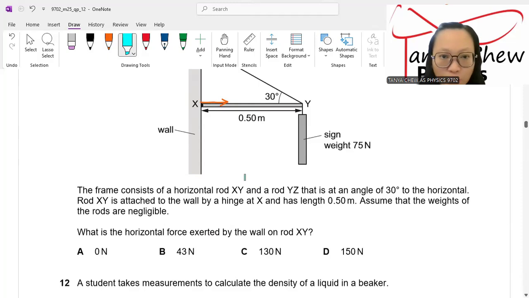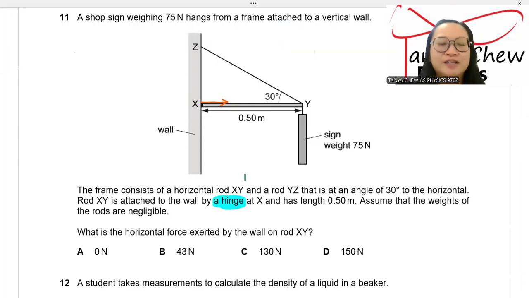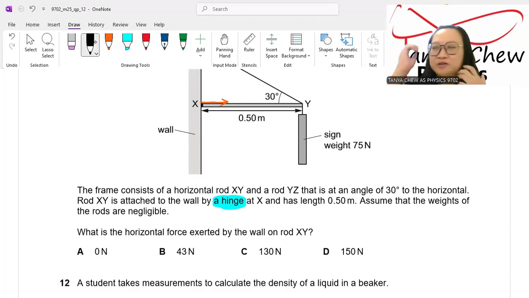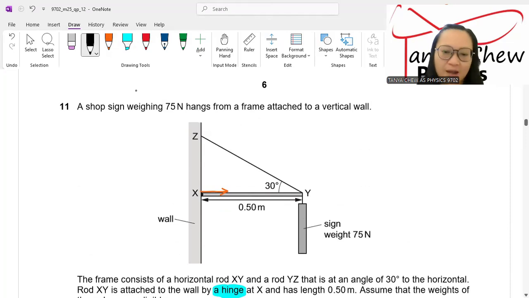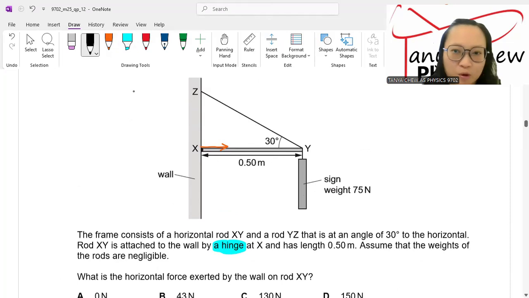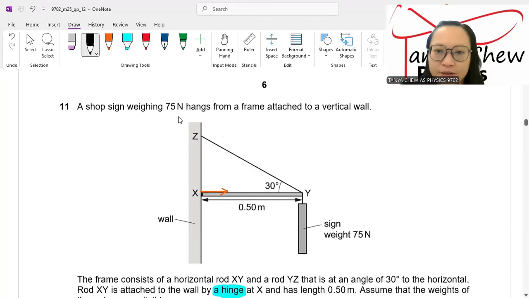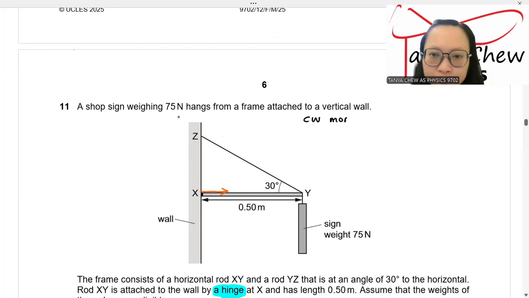Angle, attach. Okay, you see the word hinge, you see the word axle, you see the word pivot, fulcrum. You know that you have to use the principle of moment. Since the whole thing is horizontal, I could use the principle of moment: anti-clockwise moment is equal to clockwise moment. So I'm just going to write it down. Clockwise moment is equal to anti-clockwise moment.